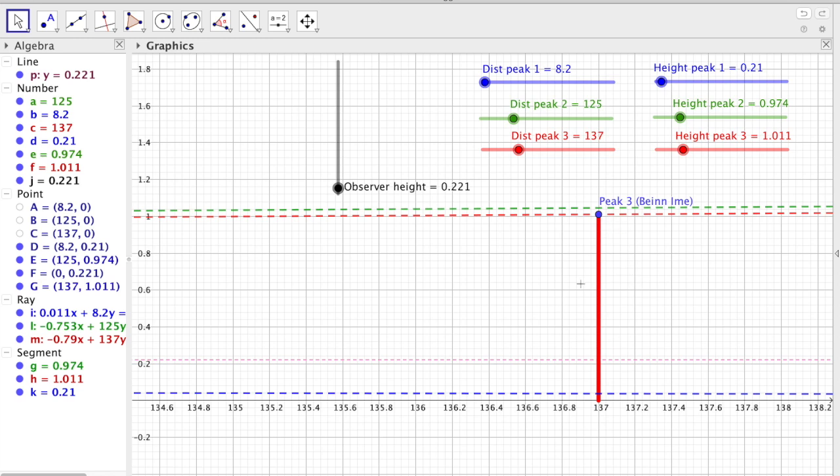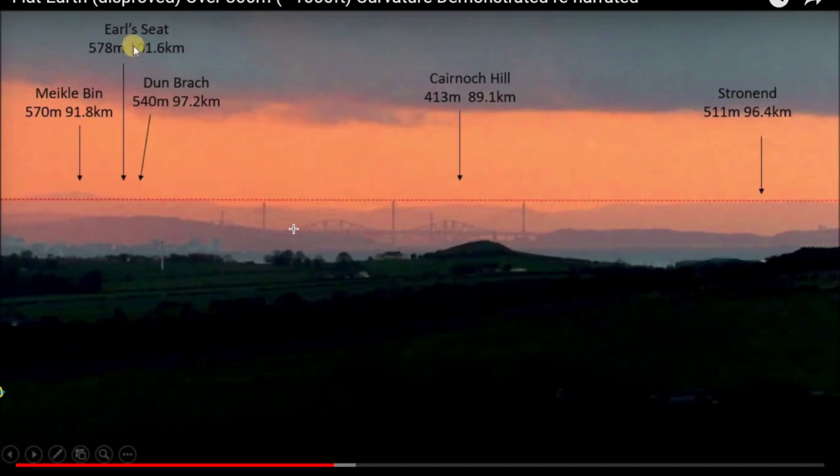We also see perspective in practice here, because this mountain is almost 50 meters higher, but because it's further away, it will look smaller to the observer. Anyway, the flat Earth model doesn't work. Okay, then we'll look at the second example. No surprises here, spoiler alert.